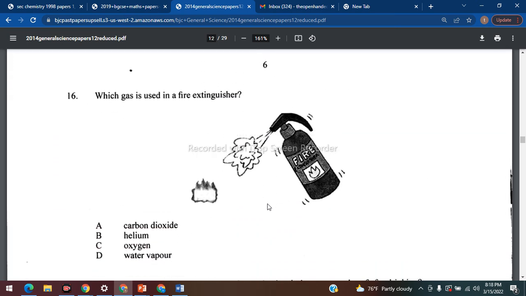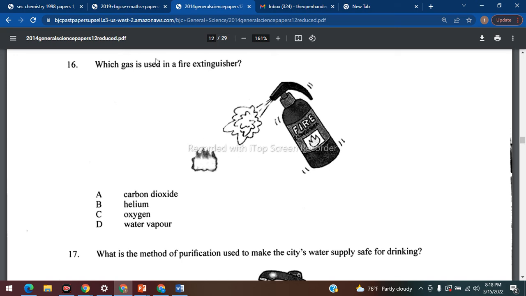Alright, number 16. Which gas is used in a fire extinguisher? Water vapor. Not water vapor. No.